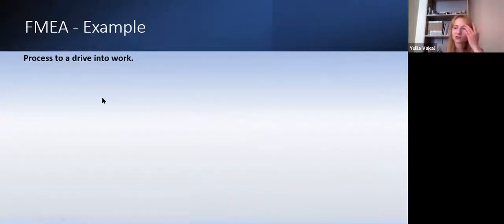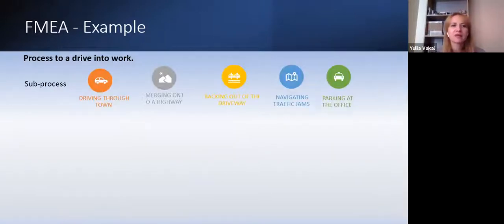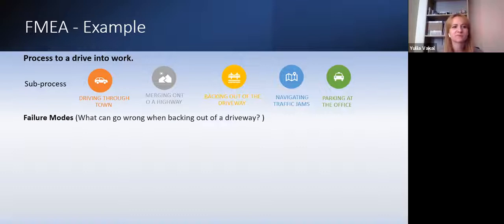Okay, so let's see what we have as an example. The process is just driving, but it's a very generic one, right? The statement is general, and we mentioned that we need something more specific, the same here with risk-based techniques. So we can break it into some sub-processes like driving through town, merging on highway, backing out of the driveway, navigating traffic jams, parking, and so on. So let's say we have these 5 sub-processes.